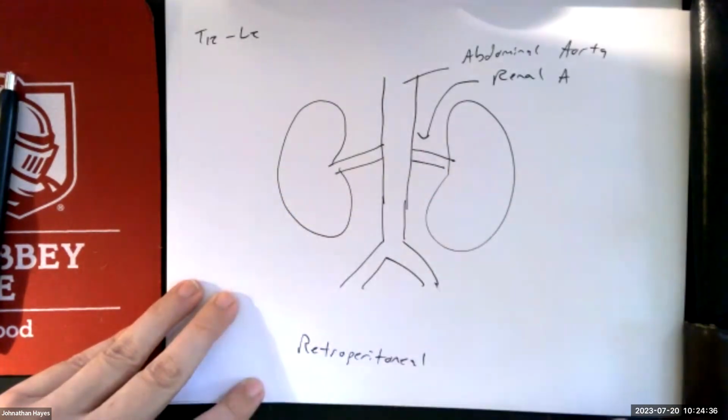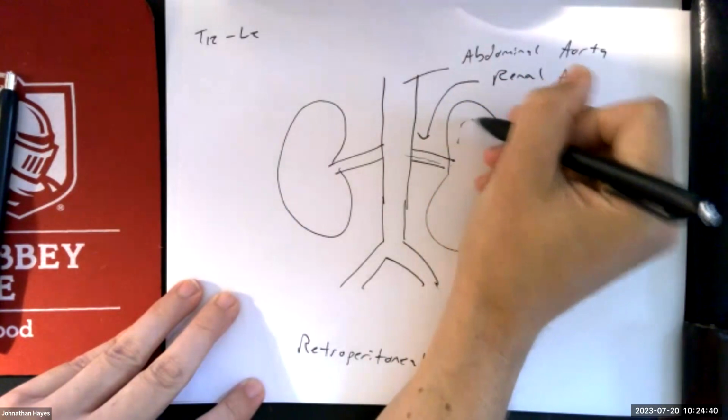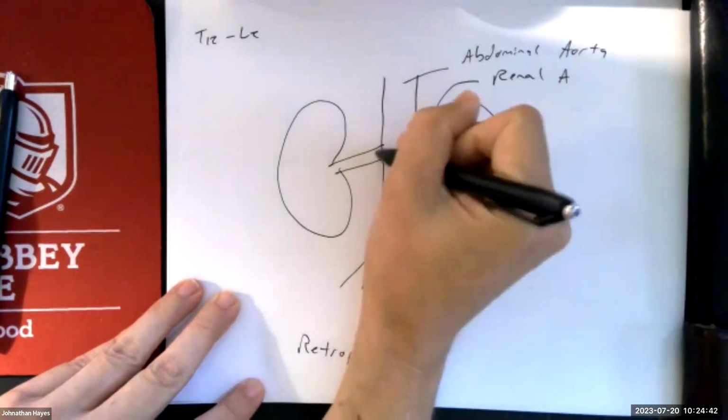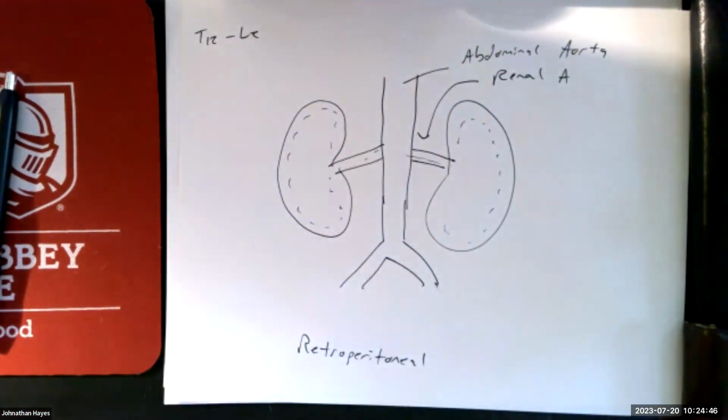But anywho, once the kidneys receive this blood, it's going to kind of come in here, kind of go around the outer portion. And nephrons are going to be sorting through this blood.